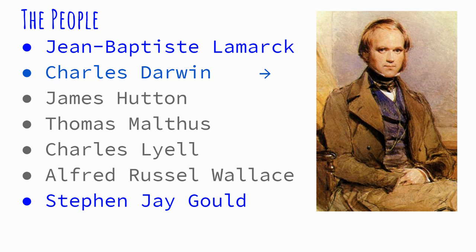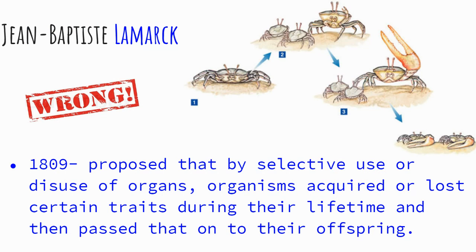Let's start with Jean-Baptiste Lamarck. So Jean-Baptiste Lamarck is a scientist who in the early 1800s proposed this idea that by using or not using a certain body part, organisms would either acquire or lose that certain trait during their lifetime and then pass it on to their offspring. Now, think about that.